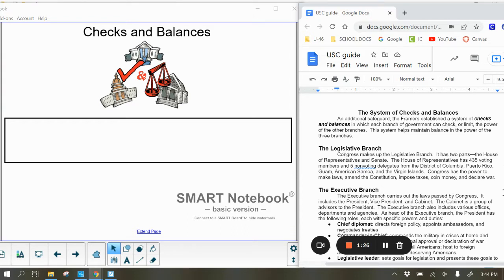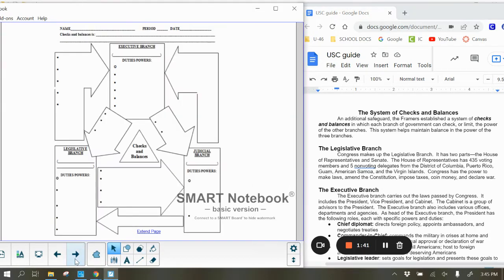As an additional safeguard, the framers established a system of checks and balances, in which each branch of government can check or limit the power of the other branches. This system helps maintain balance in the power of the three branches. So on your flowchart, that looks like this, we are going to be putting our answer up here where it says checks and balances, okay?